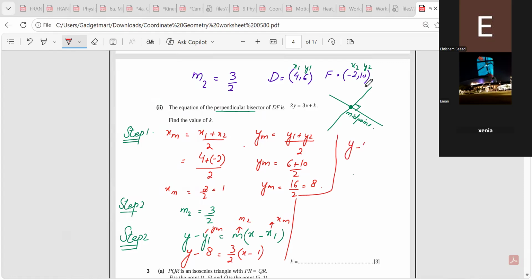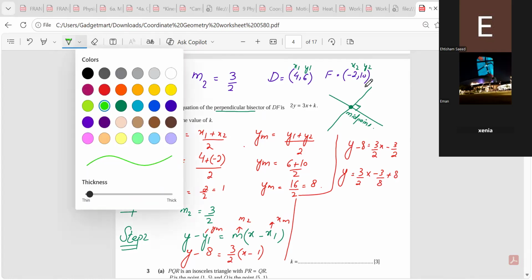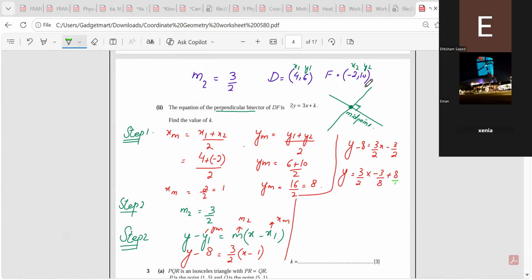y minus 8 equals 3 over 2x minus 3 divided by 2. So y is equal to 3 by 2x minus 3 by 2 plus 8, right? Now we will be taking LCM because we have to solve this value as well. So here is 8, here is 1, multiply it with 8, multiply it with 8. So we have made the denominator the same.